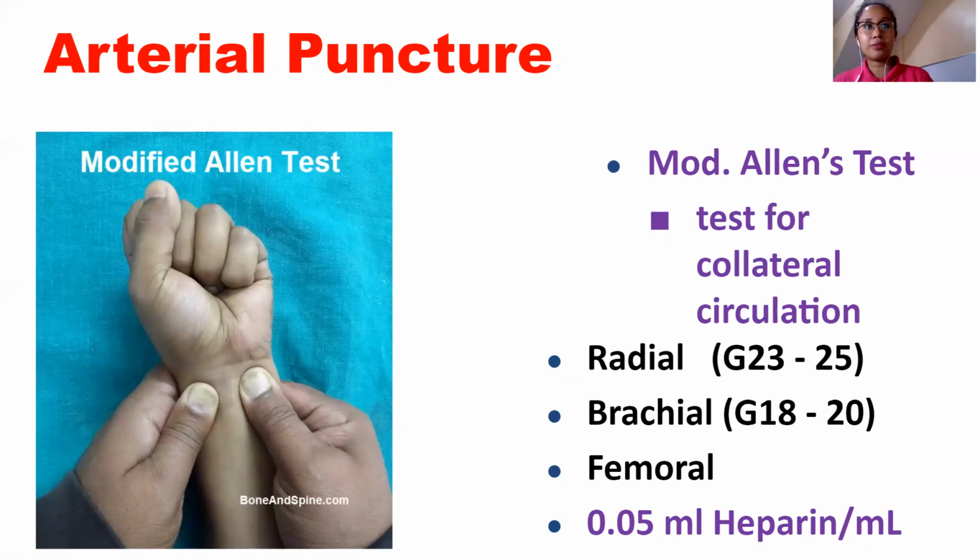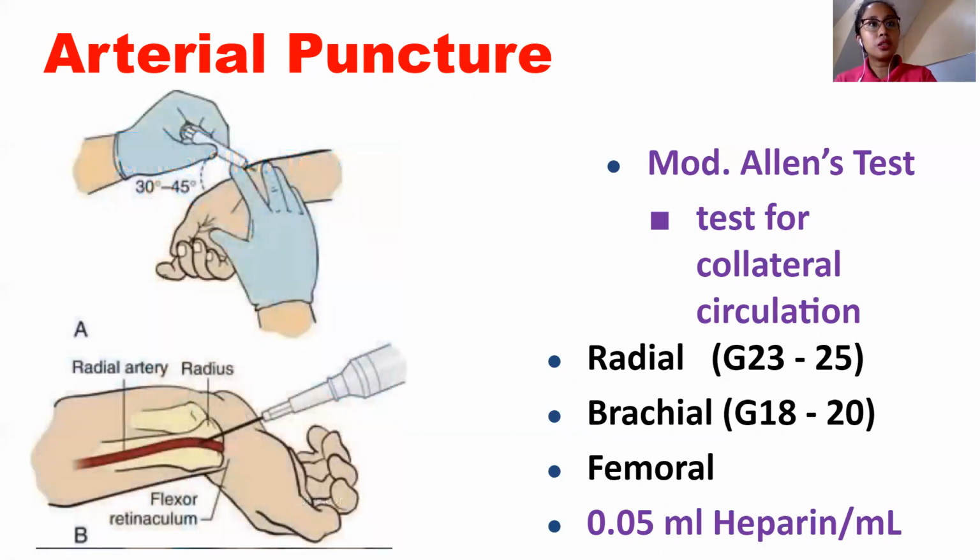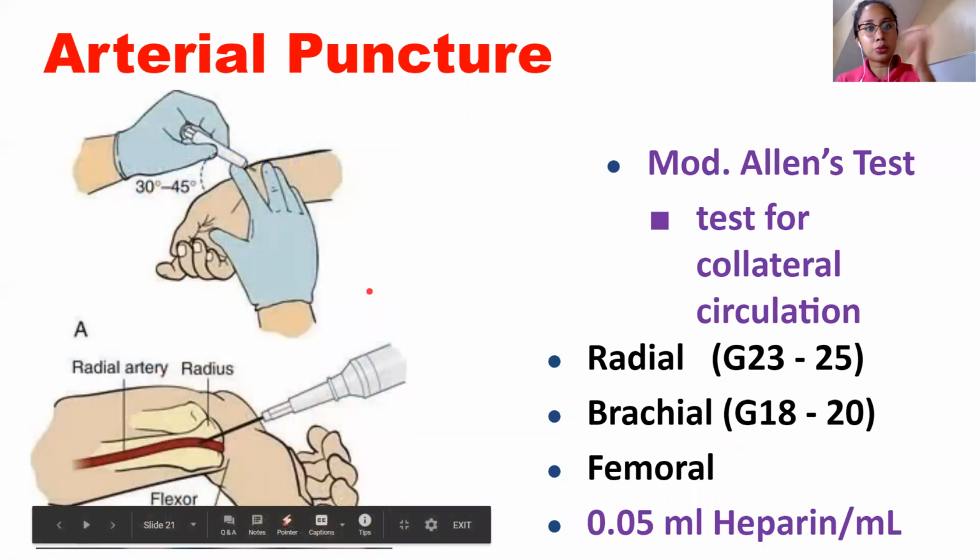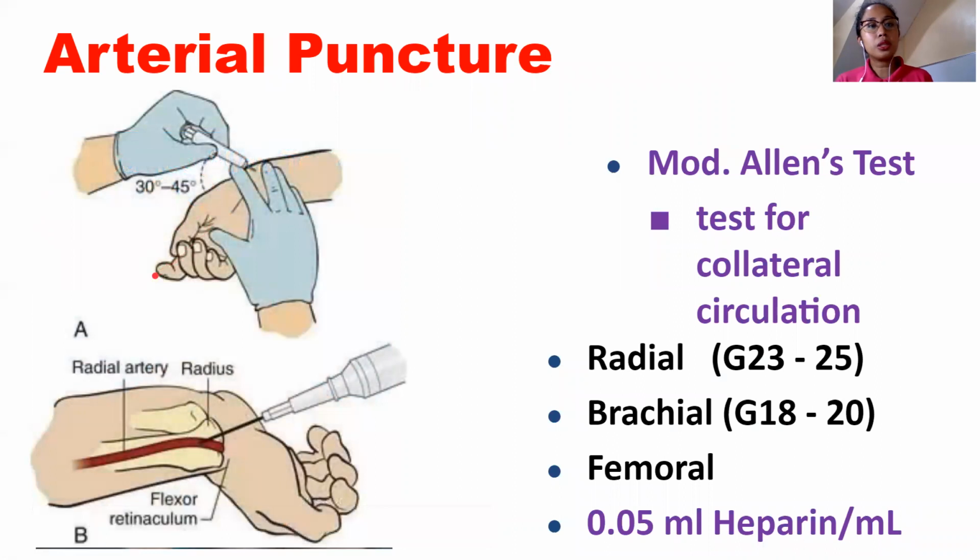Literal talaga, 45 degrees ang tusok. But usually, arterial puncture class, 90 degrees ang tusok ng femoral artery. But normally, in radial artery class, it's only 30 to 45 degrees ang tusok ng arterial puncture. Yan, medyo mataas compared to your venipuncture.